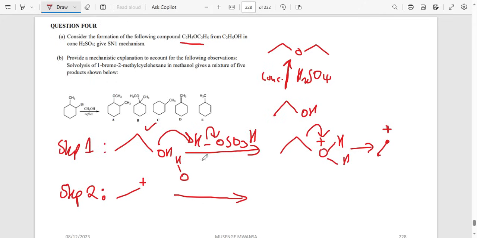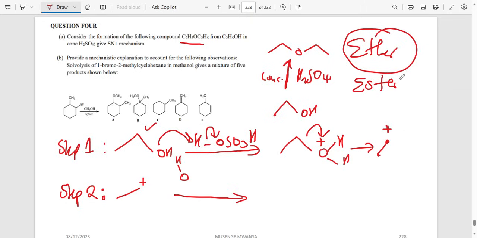Okay, this is an ether synthesis. Esterification forms an ester, but this one is an ether. So these are different.